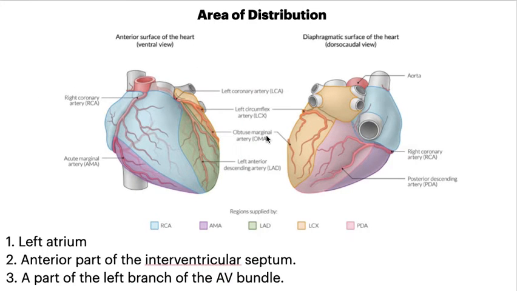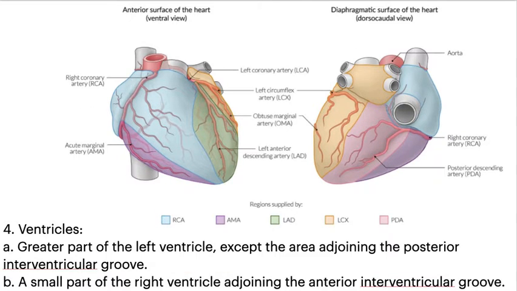Areas of distribution. Number one is the left atrium. As you can see, this is the left atrium. The anterior part of the interventricular septum, and a part of the left branch of the AV bundle. Ventricles: the greater part of the left ventricle except the area adjoining the posterior interventricular groove. A small part of the right ventricle, the small part adjoining the anterior interventricular groove.